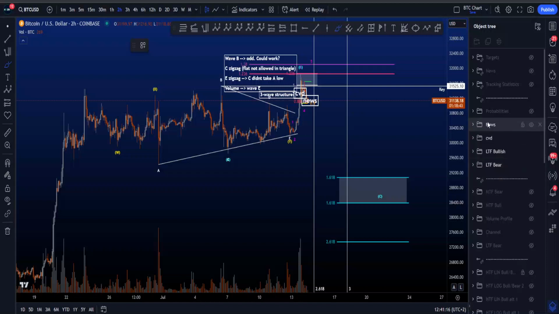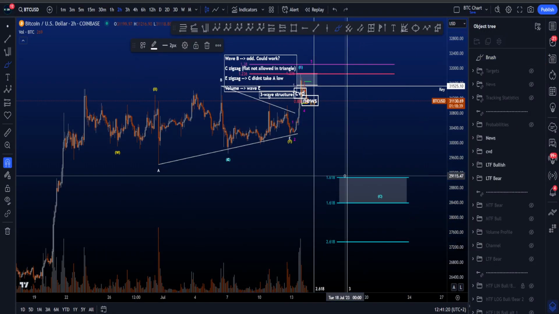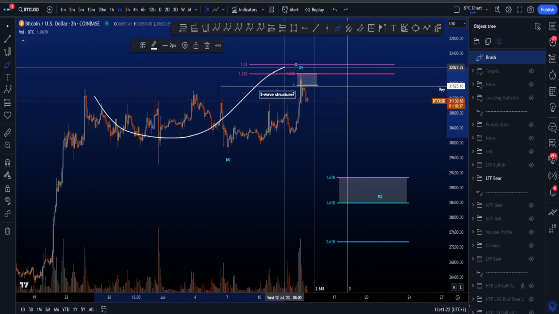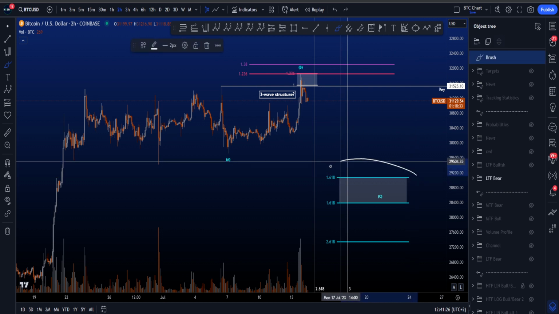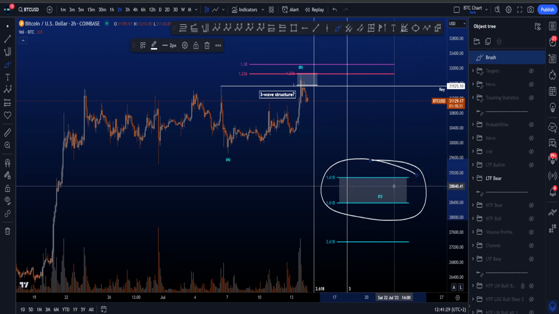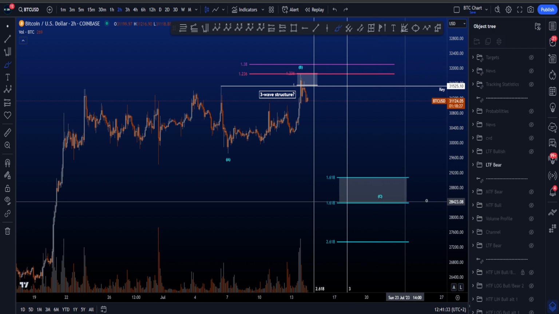Hi everyone, let's go over my low time frame bullish and bearish Elliott Wave scenarios on Bitcoin. Starting with my low time frame bearish scenario, where we're still looking for a move to the downside in a wave C, where the most common target for wave C is between the two 1.618s, which is between 29.1k and 28.4k.